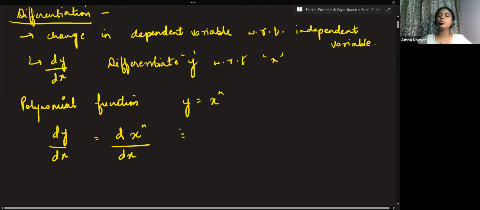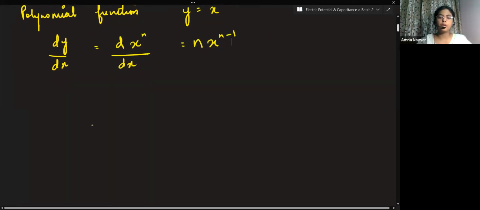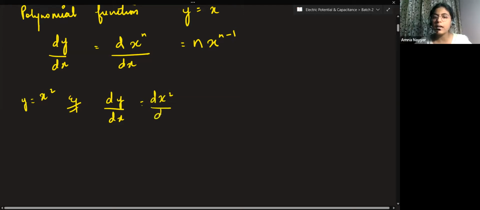Now, as per the rules of differentiation, whatever is the power of x comes out and gets multiplied by the whole term, and the power of x left gets reduced by one. So x to the power n becomes n x to the power n minus 1. If we take a very basic example, y is equal to x squared, then dy over dx will be d of x squared by dx, as you are differentiating y with respect to x.